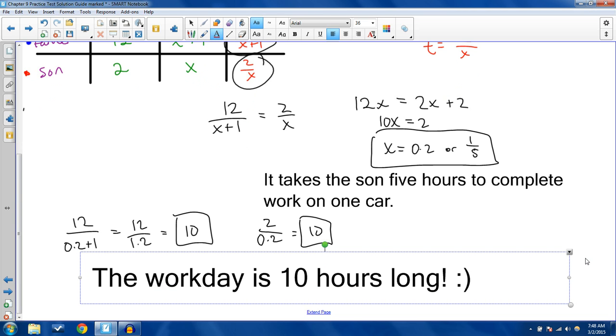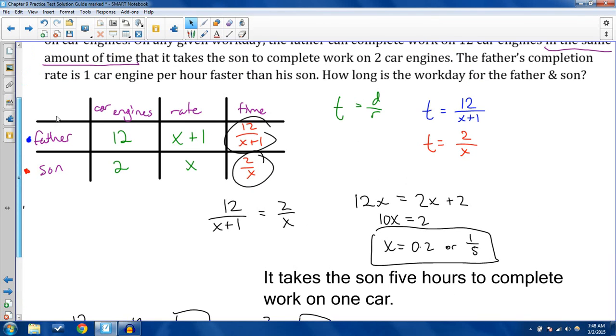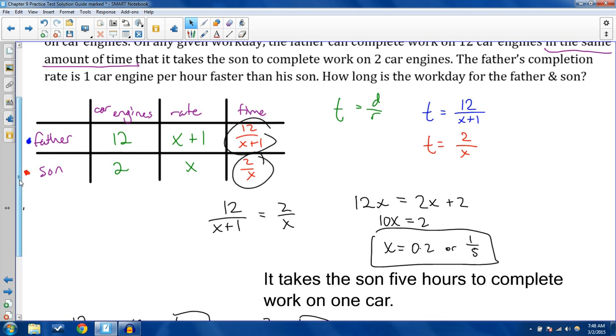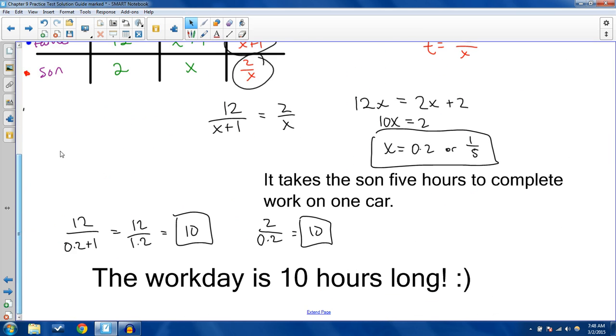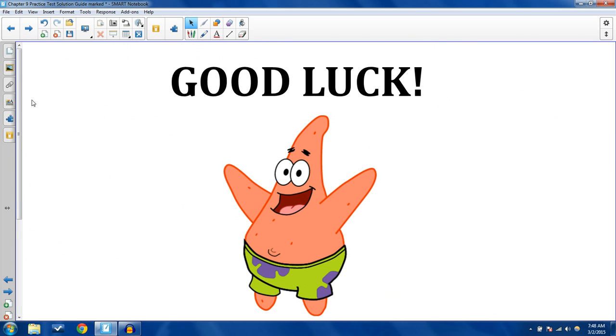Woohoo! That's a nice workday for father and son, and they get to complete some work on cars. Looks like in total they get to, what is it? I guess they work on 14 cars. So that's nice. They get some good business. All right, so that's it. And good, I ran good on time there.